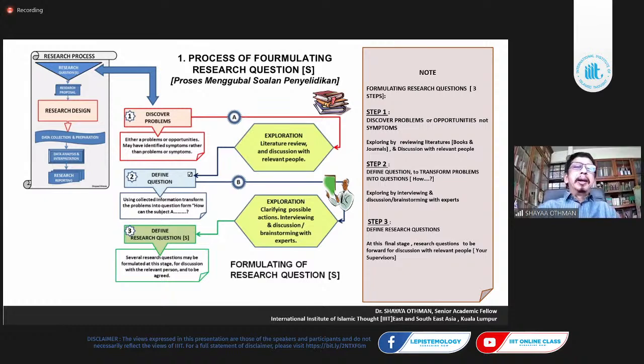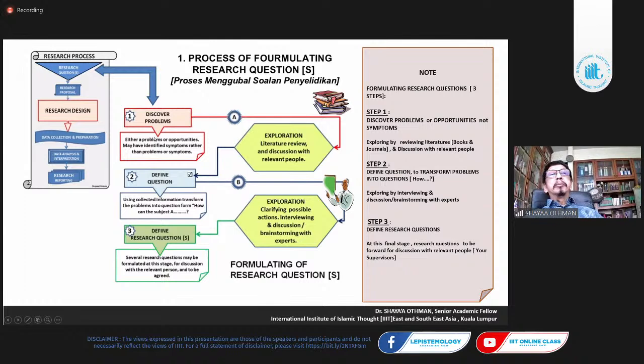Example, COVID analysis. The symptoms are temperature high, coughing, sore throat. These are not the problem. These are symptoms. The problem is the COVID-19 virus. This is the problem that causes the symptoms. So if you focus on the problem, you are able to find the solution. A good example for this.